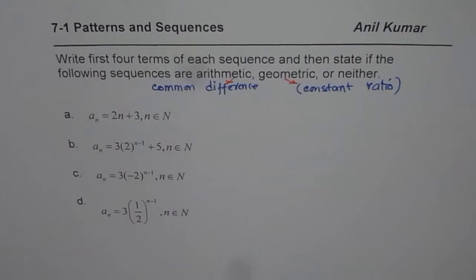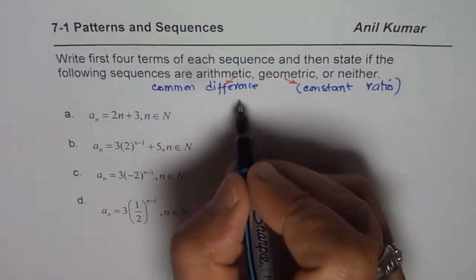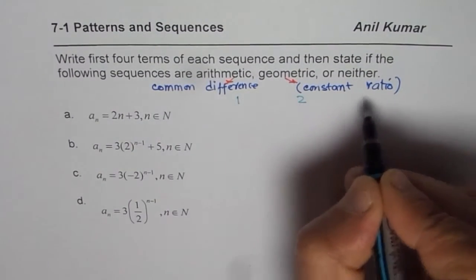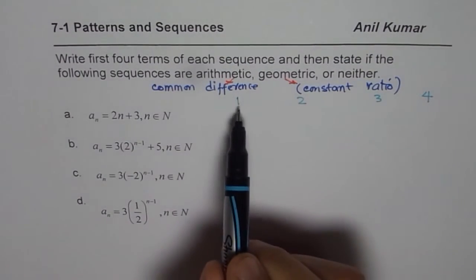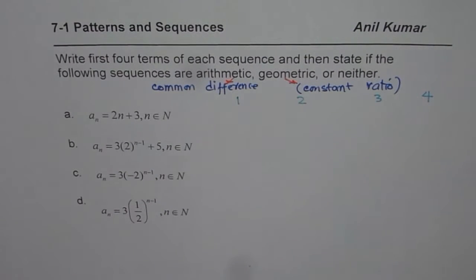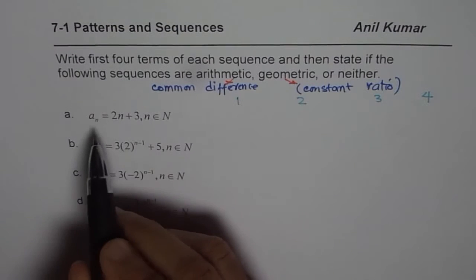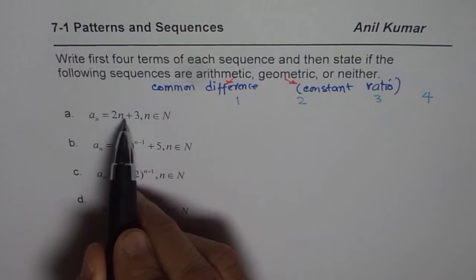So let's begin by giving some values to n. When we say n is natural numbers, it means numbers like 1, 2, 3, 4. Got my point? So you have to write four terms. So you can place n as 1, 2, 3, 4 and find the first four terms. n is not 0 for natural numbers. If you include 0, it becomes whole numbers, right? Remember that. So the first one here is a_n, that means the nth term, is equal to 2n plus 3.